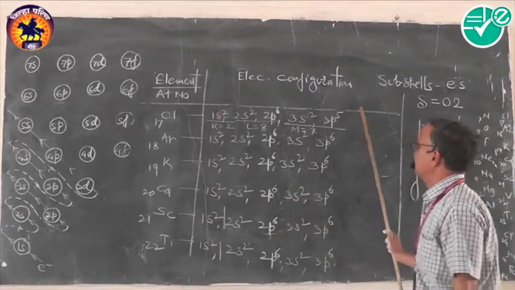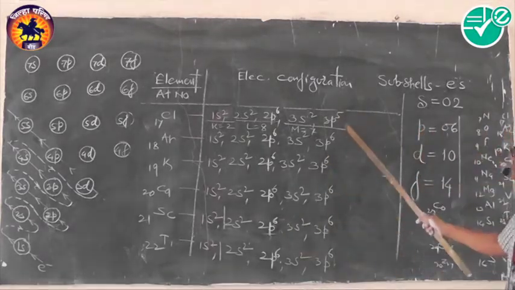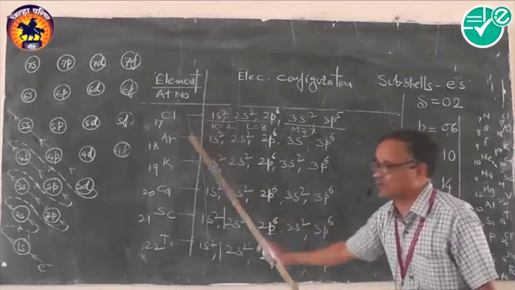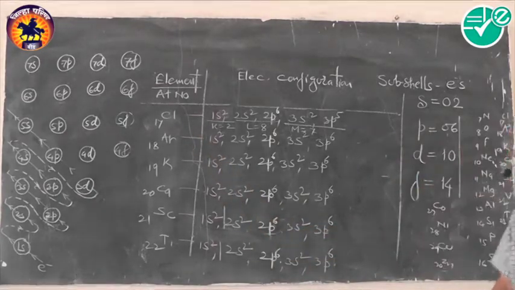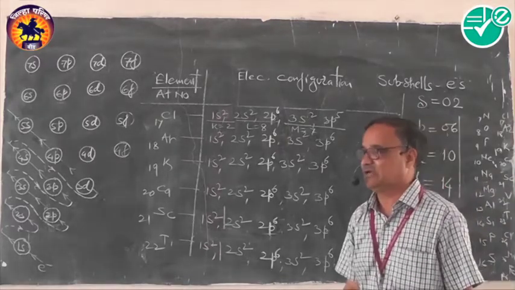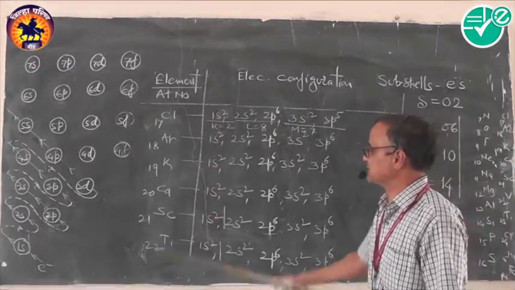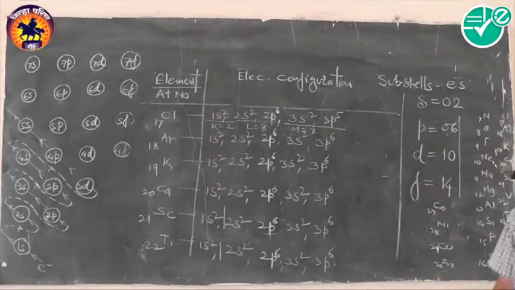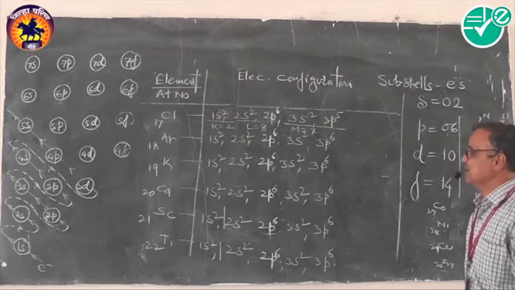One electron can be accommodated. There is a vacancy of one electron in the 3p subshell. Hence, the electronic configuration of argon with atomic number 18 is 2, 8, 8. 2 plus 8 is 10, 10 plus 8 is equal to 18. Hence, argon is a 100% inert gas or noble gas.